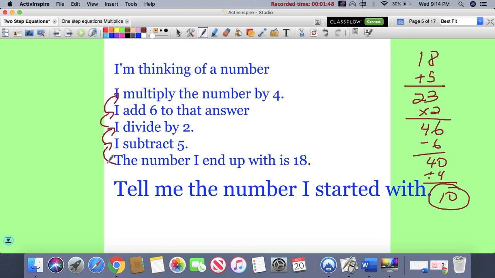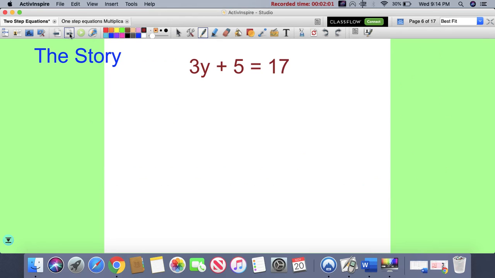So again, we're using inverse operations, right, to undo what we originally had done to get back to our original number. So that's what we've been doing to solve one-step equations, and that's what we're going to do today as well. So here's a story, right? I'd like you to continue to do this.